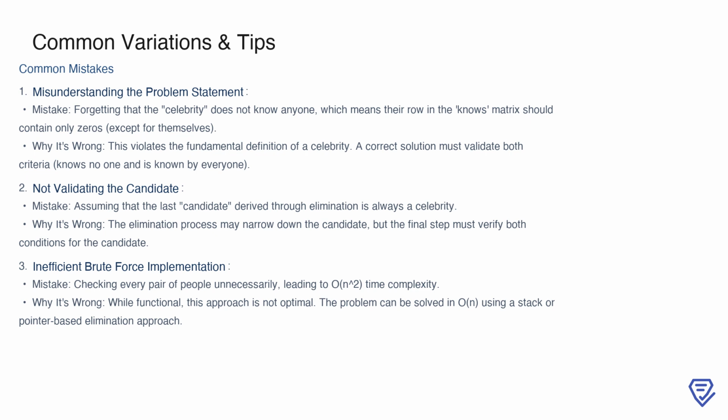Additionally, simply assuming that the last candidate derived from the elimination process is automatically a celebrity is another frequent error. While the elimination narrows down the possibilities, you still need to validate that the candidate satisfies both conditions: they know no one, and everyone else knows them. Finally, using a brute force approach to check every pair of people results in an O(n squared) time complexity, which is inefficient. This problem can be solved much faster, in O(n), using optimized strategies like a stack or pointer-based approach.